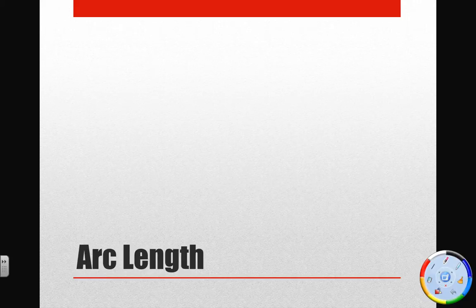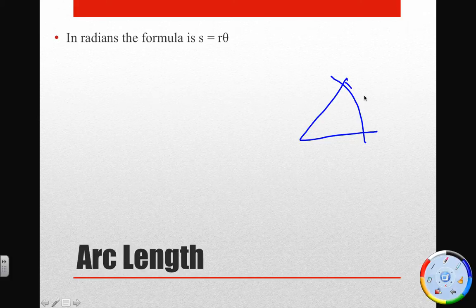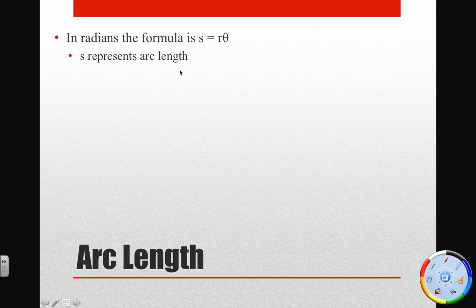All right, another little thing we're going to deal with here is what we call arc length. Now, you should know that arc length is, by definition, the length of an arc, right? So it's an angle that cuts through a circle, and that being the arc length there. The formula is really simple. The formula is S equals R times theta. So S is the variable we use to represent arc length. R is obviously radius. And theta is the central angle.